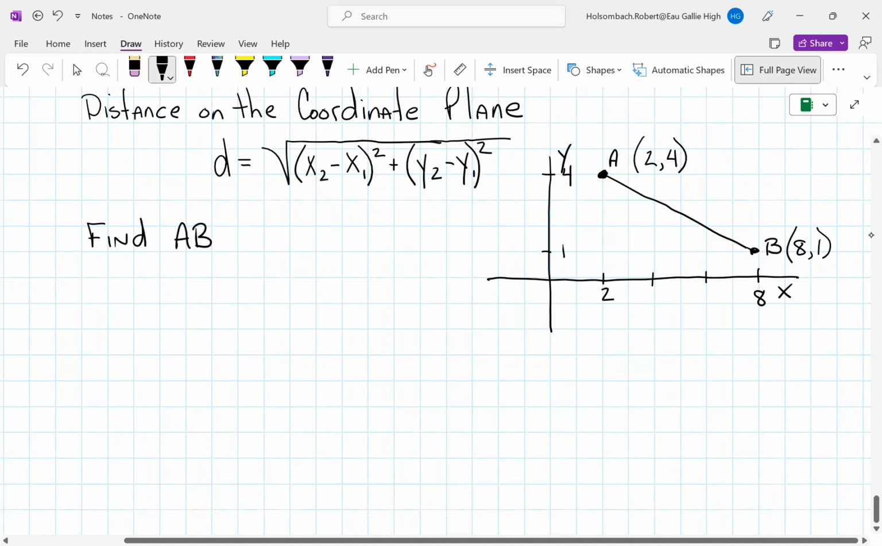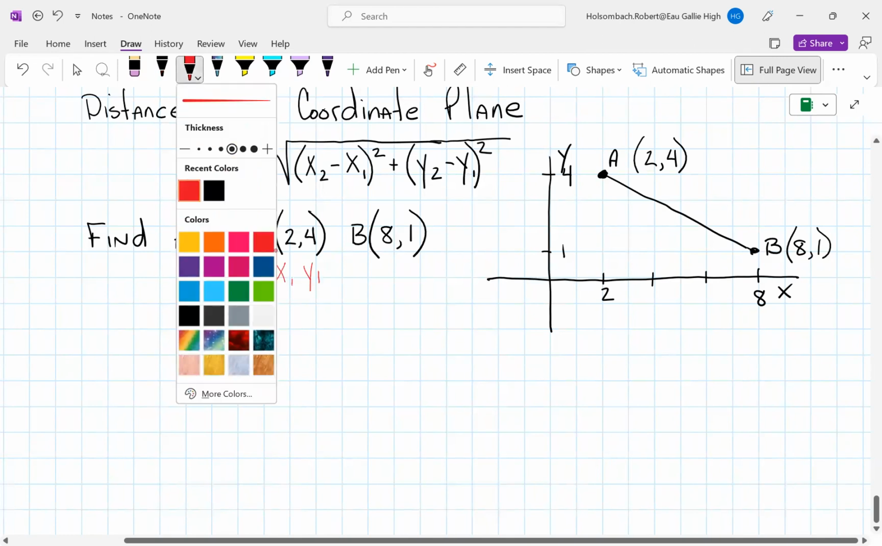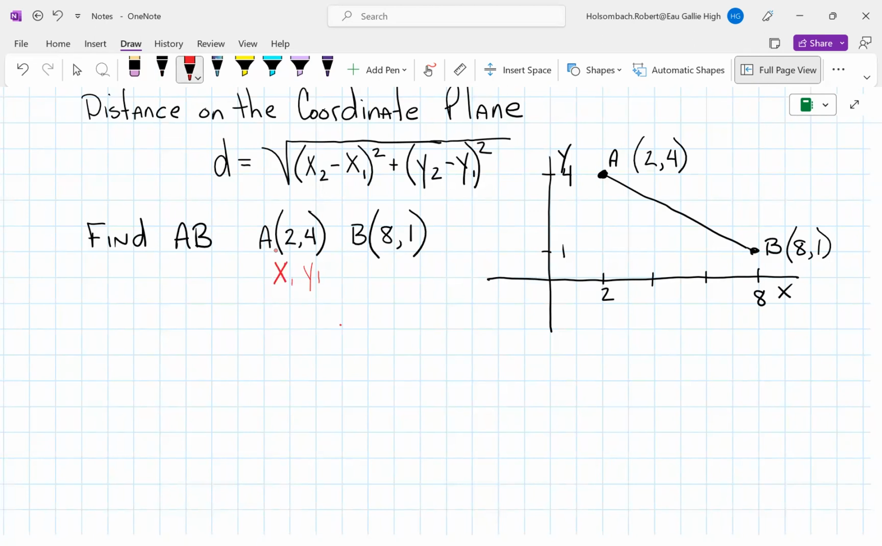Now, here's what I suggest that you do if you're asked to find the distance from A to B. I would write each point and its coordinates horizontally. And then I would label the points. Here's what I mean by label the points. At point A, you have an X value and a Y value. So I would label these points X sub 1, Y sub 1.